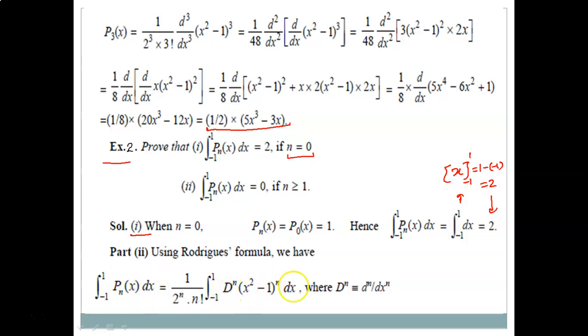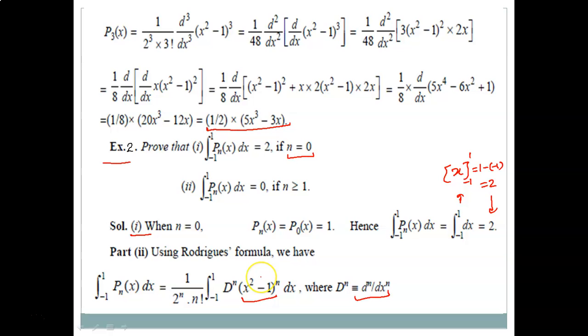And Dn stands for the nth derivative, d^n divided by dx^n. For the sake of convenience, we are writing here Dn. Dn in fact stands for the nth derivative of this. So that was the value of Pn(x), and integration is taken here. The term independent of x, 1 by 2 raised to power n factorial, is taken outside. So you are integrating it, in fact.